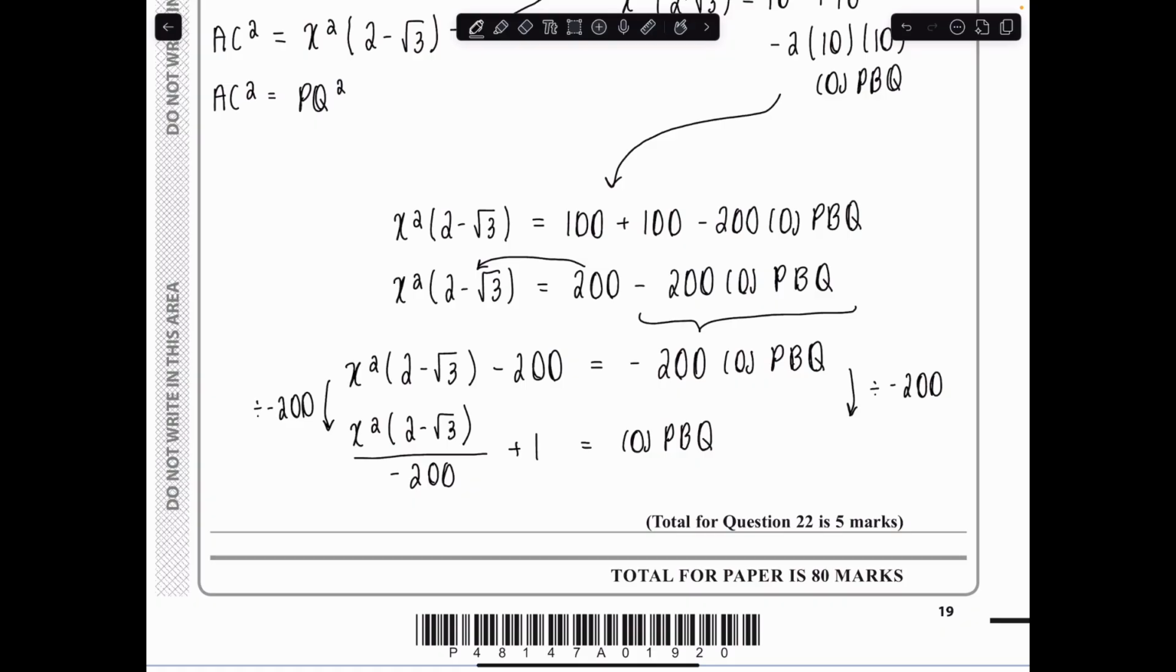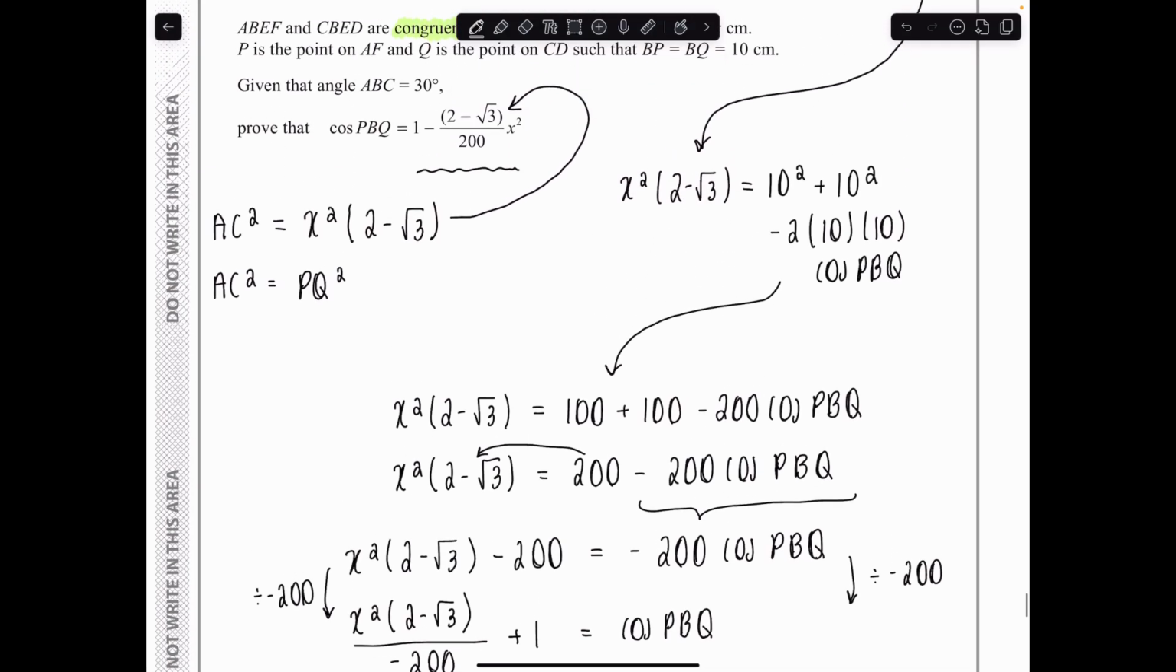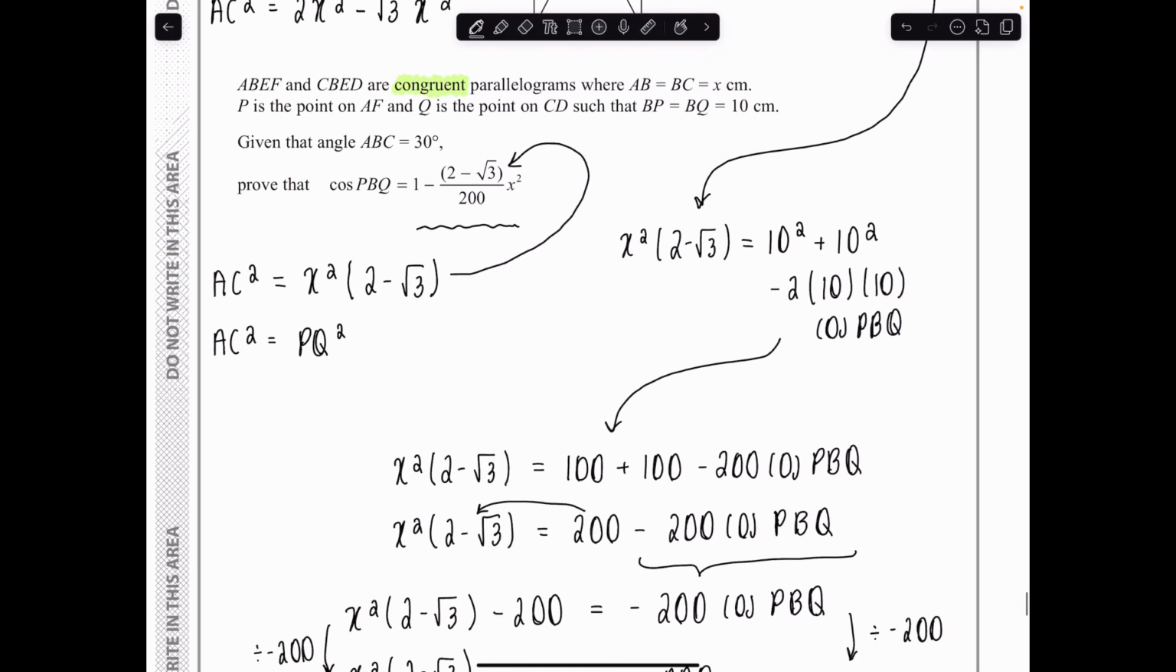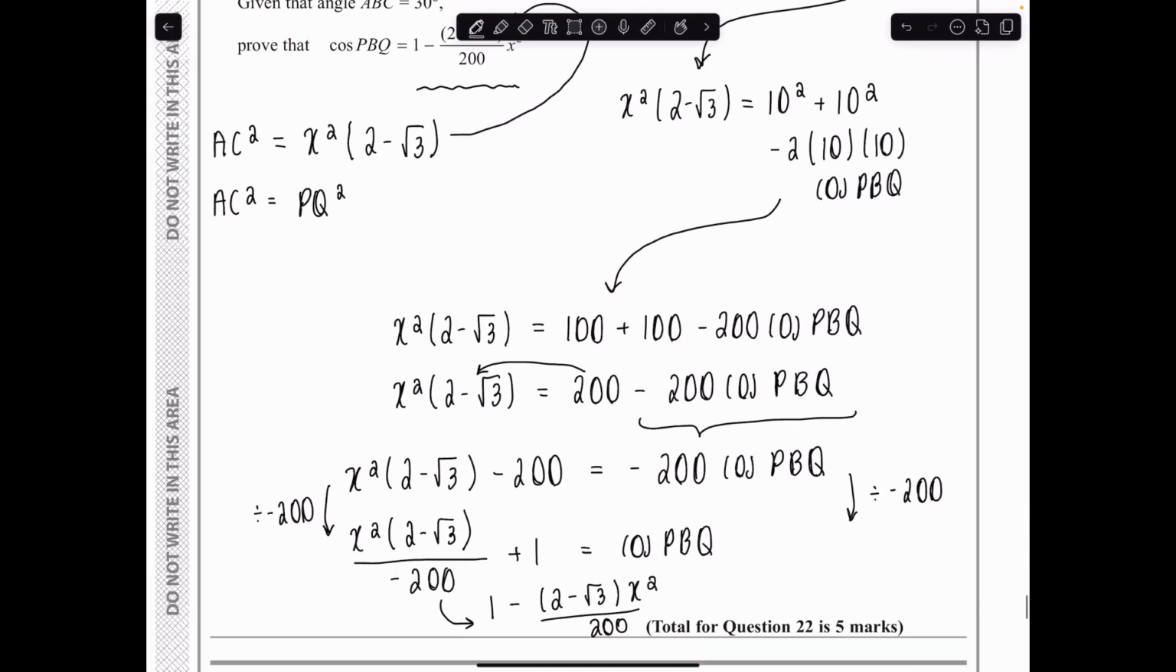Now, all that's left is to look back at our answer and see if we have it. Here we can slightly rearrange the way that we've written our answer, so we can instead write it as 1 minus (2 minus root 3) x squared over 200. And that is exactly what the question has wanted us to prove. So that would be question 22 for paper 1, June 2017, all done.